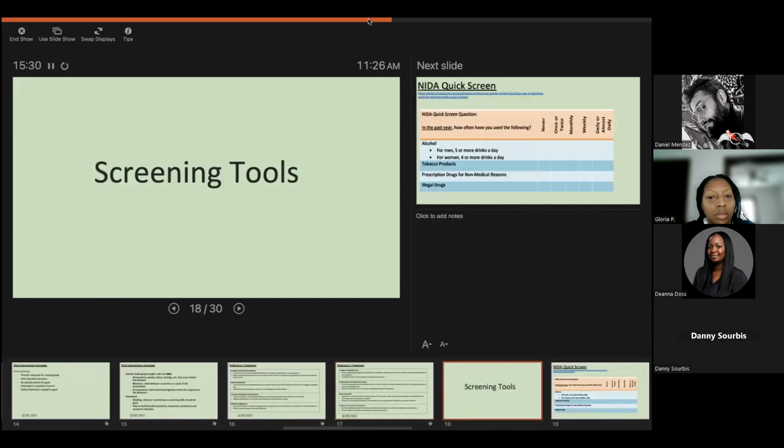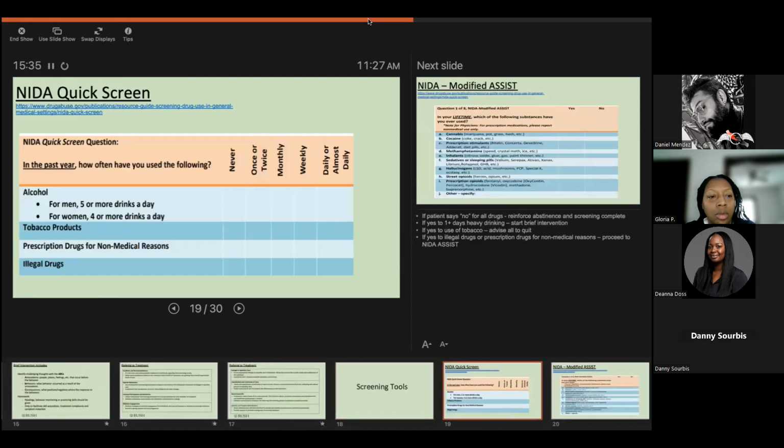So we're going to look at some of the screening tools that are used for SBIRT. And we have the NIDA Quick Screen, and all of these screenings are from NIDA. So this is the NIDA Quick Screen. If a patient says no for all drugs, you reinforce abstinence and screening is complete. If yes to 1+ days of heavy drinking, you want to start brief intervention. If yes to use of tobacco, you want to advise all to quit. And if yes to illegal drugs or prescription drugs for non-medical reasons, you want to proceed to the NIDA Assist.